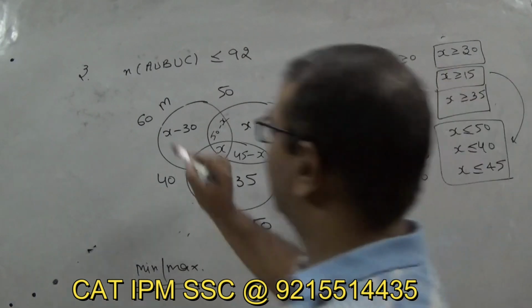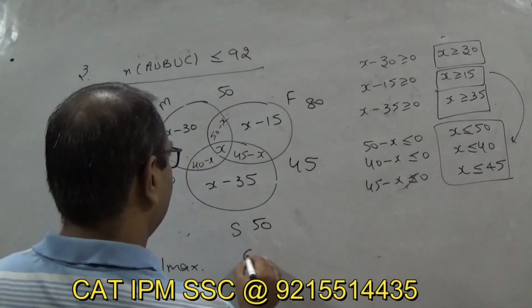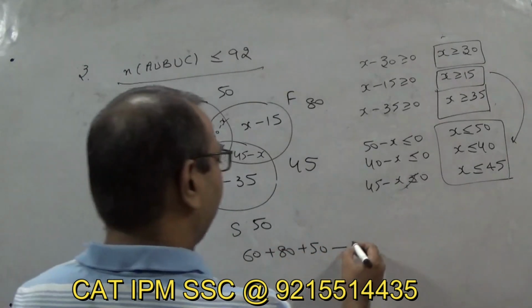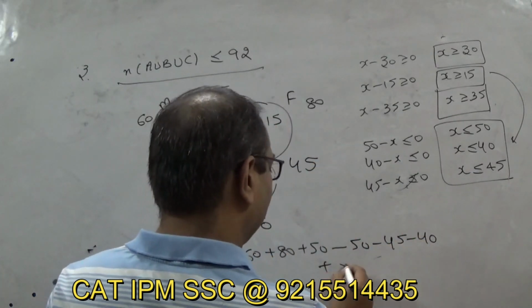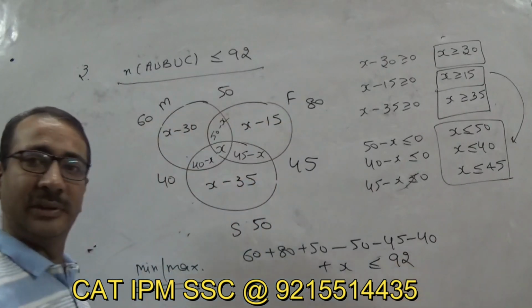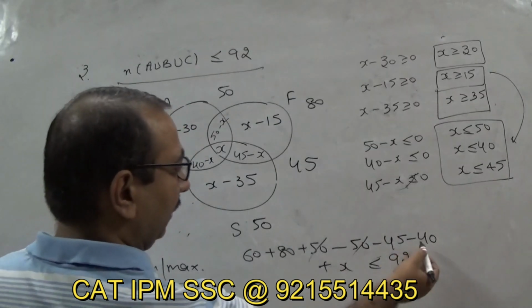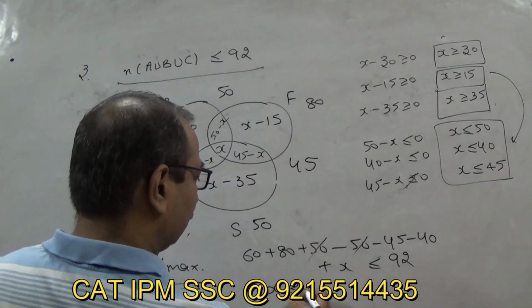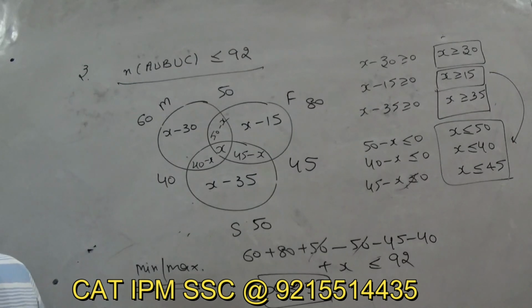But since this condition is given, one more equation we have to find out. So how can we find that? We can simply say N of A 60, N of B 80, N of C 50, minus N of A union B 50, N of B union C 45, and N of A union C 40, plus X, less than or equal to 92. So this condition we have to also take. Just solve this. 50 is going to be cancelled out. 45 and 40 minus 80, this is minus 5. So that is 55. So I can say X is to be less than or equal to 37. Now one more condition I have got for X, that X is to be less than or equal to 37.